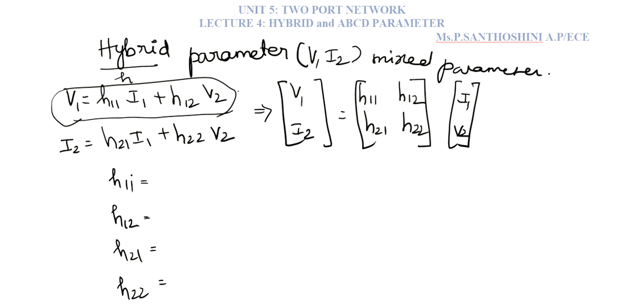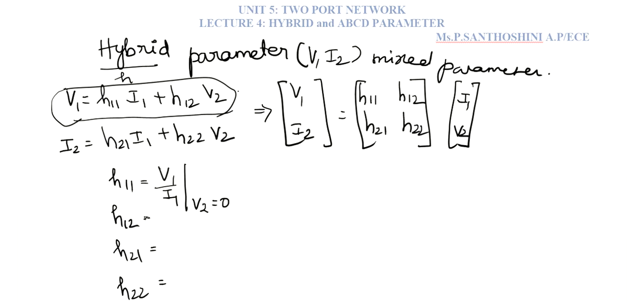Now H11, look at the equation, is involved in equation number 1. So H11 will be equal to V1 by I1, that is the left hand side divided by the partner of H11. Who is the partner? I1. So now who becomes 0? Look at the equation: V1 and I1 are involved. V2 is not involved. That's why obviously V2 equals 0. This is the way of writing the equation.